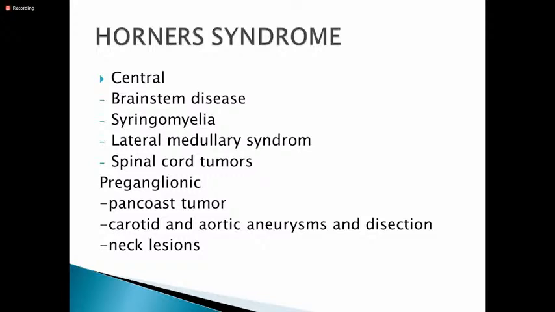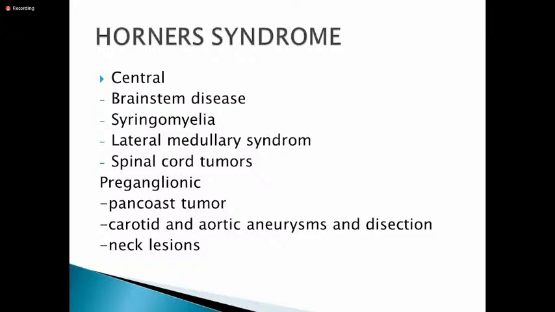Horner syndrome can be central, that is from the brain, like a brainstem disease, rhabdomyolysis, lateral medullary syndrome, spinal cord tumors, or it can be preganglionic, that is just before the superior ganglion, where the relay of the nerves happens. Examples of these are Pancoast tumors, carotid or aortic aneurysms, and neck lesions.